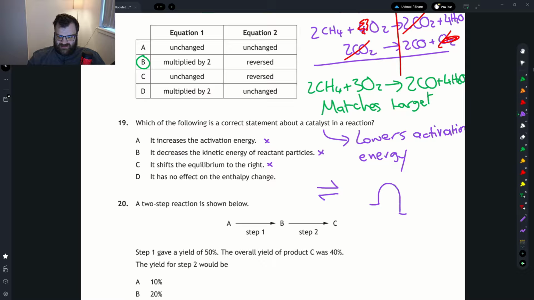Back to another sketch here. Activation energy would be up to the hump. So it lowers activation energy. It does not affect the enthalpy change. That's why D is correct for that one.